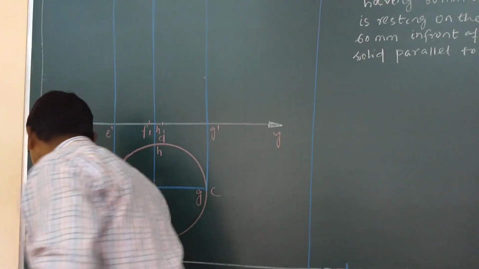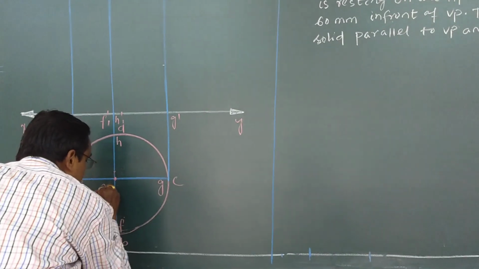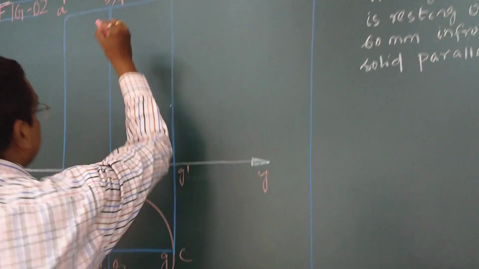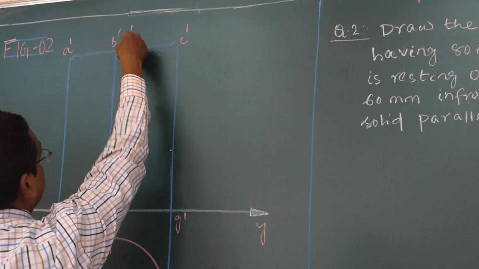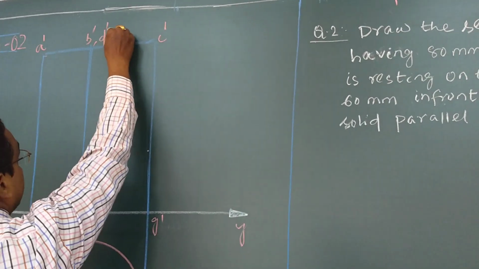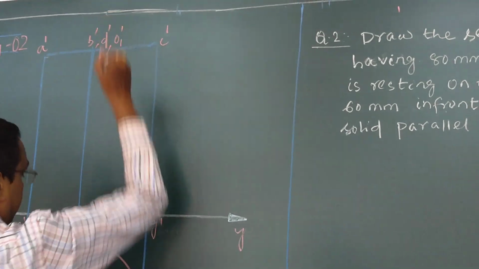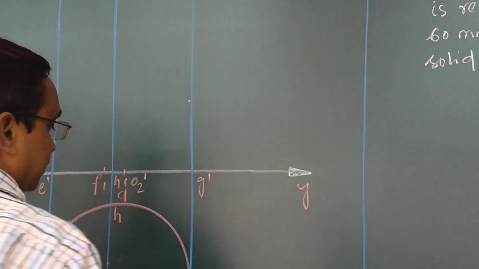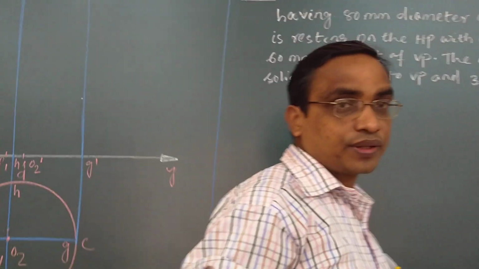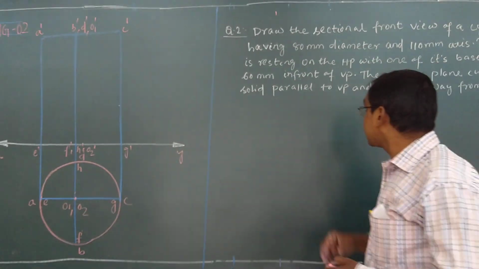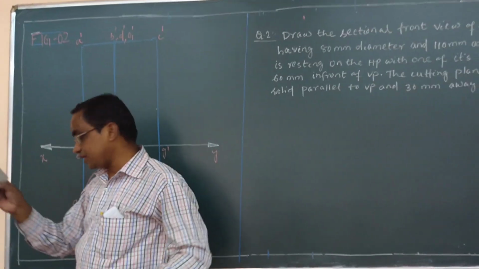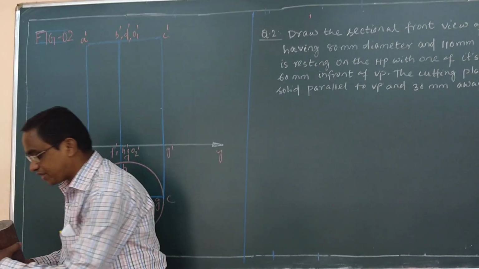So here write down O1, comma O2, and here write down O1 dash, here O2 dash. This is the projection. After that, the cutting plane cuts the cylinder. Just mark, the cutting plane cuts the cylinder.